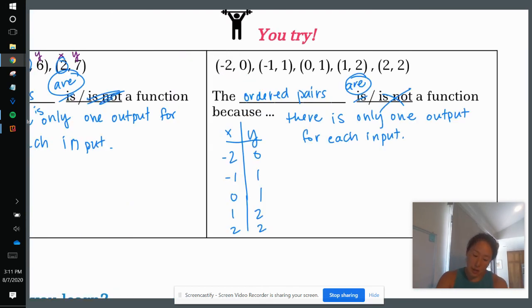All right, so I organized my points into a table, and I noticed that there are only these inputs of negative 2, negative 1, 0, 1, and 2. So there's no repeats in the x's, which means that each one of the x values gives us a singular output. So when I press button negative 2, I get out a 0, okay? So on and so forth. So these ordered pairs, or the set of ordered pairs, are a function because there is only one output for each individual input.